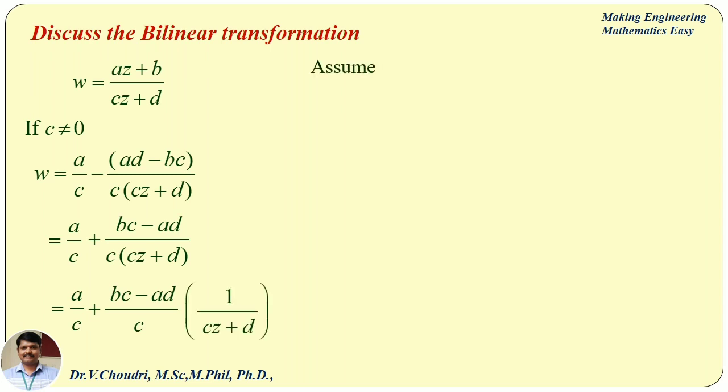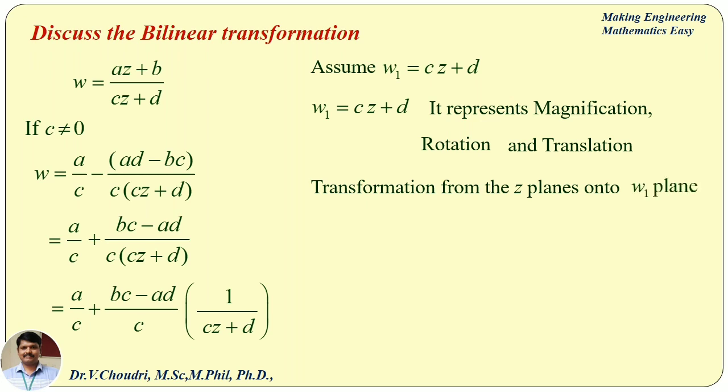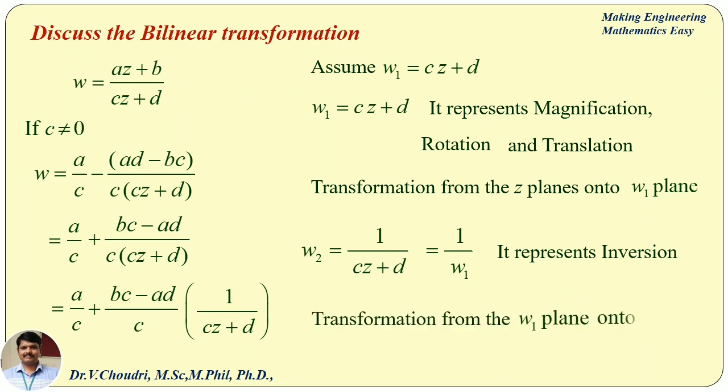Let us assume W1 equal to CZ plus D. This is the conformal mapping. It represents magnification, rotation and translation. Therefore, the transformation is obtained from Z plane onto W1 plane. Next, we assume that W2 equal to 1 by (CZ plus D), that is 1 by W1. It represents inversion. Therefore, here the transformation is obtained from W1 plane onto W2 plane.